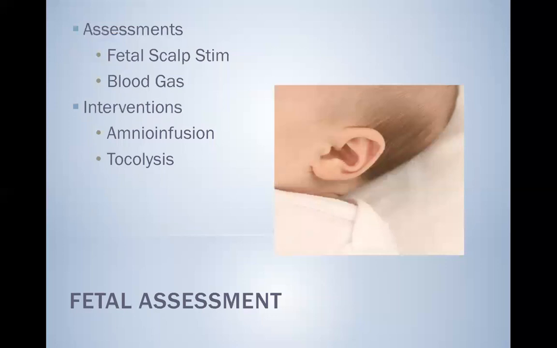So other things that we can do would be an amnio infusion. So if we are seeing those recurrent variable decelerations, we might want to give mom a little bit more fluid in the uterus. And we can do that through the intrauterine pressure catheter if it's placed. We can infuse some normal saline into the uterus to give a little bit more cushion and space. And tocolysis is utilized, that's the terbutaline, to help stop the contractions.